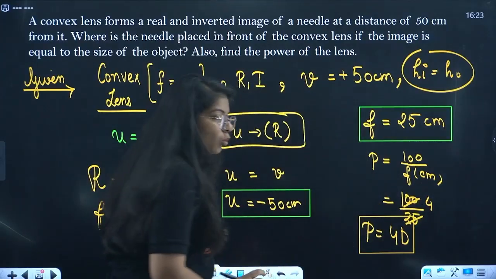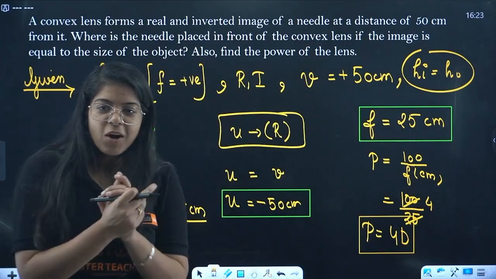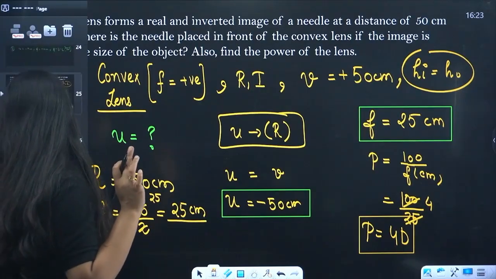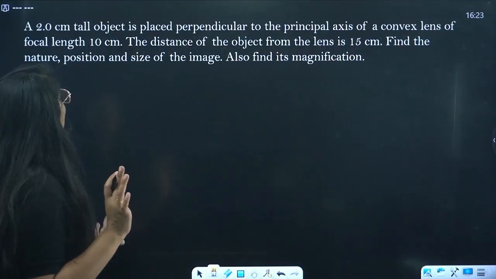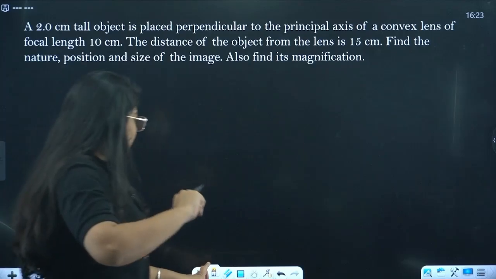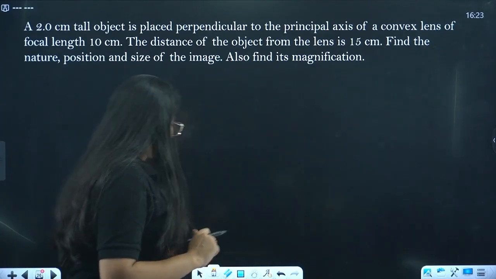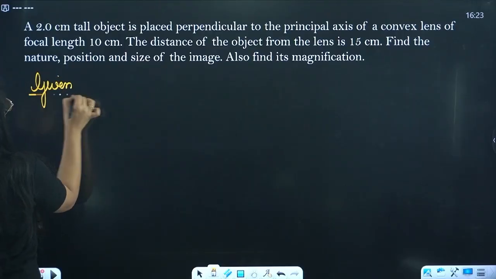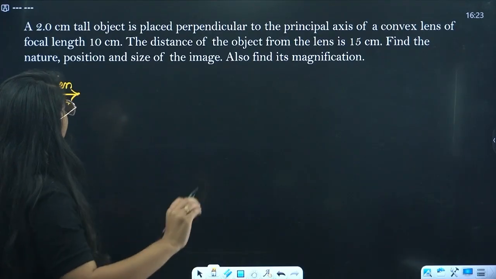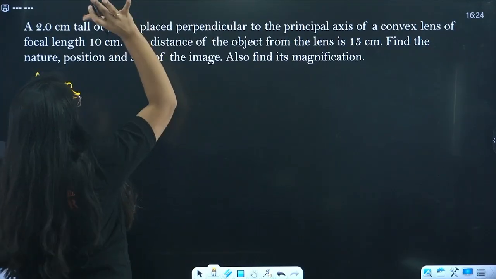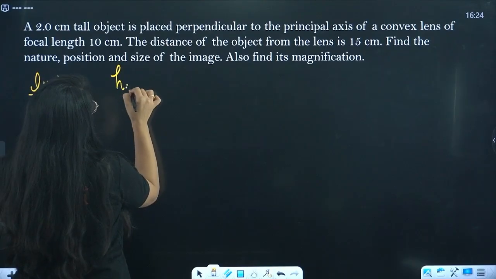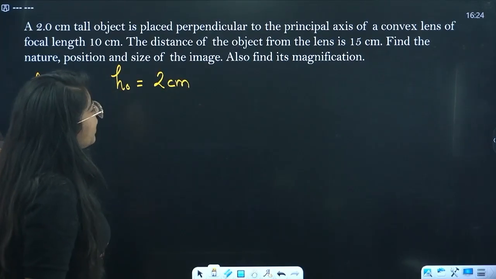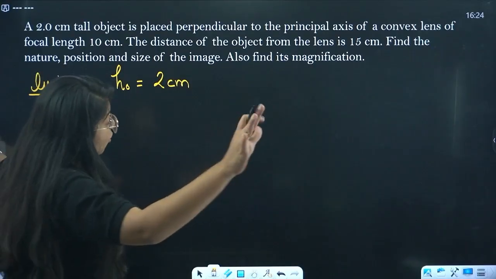Cool. Great. Let's move on to the last question of today's big one shot, and that beta is your one final question. Let's see if you can do it or not. Okay. What is given? Given is a 2 centimeter tall object. So the height of the object is 2 centimeter. Done. Placed perpendicular to the principal axis of a convex lens.